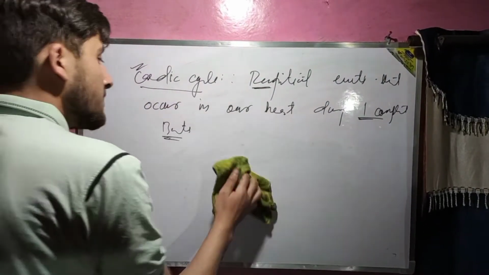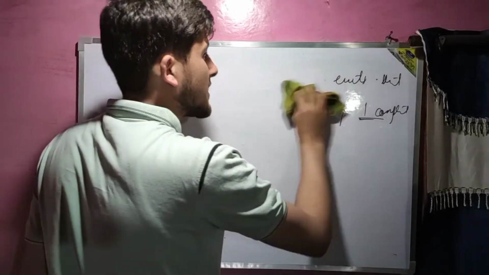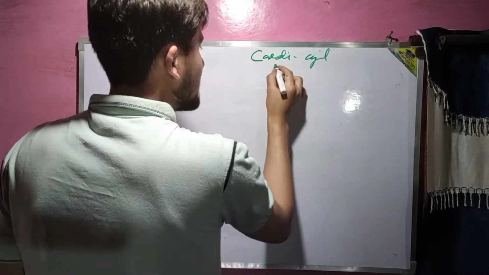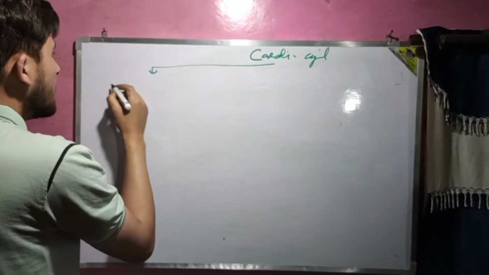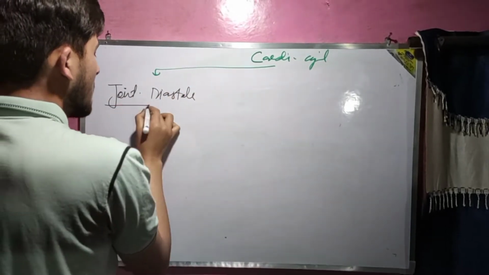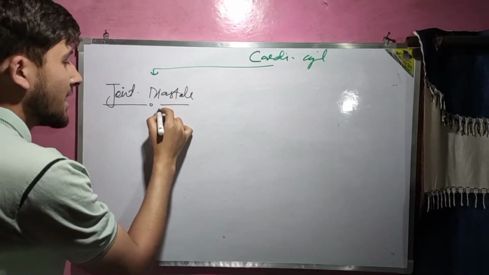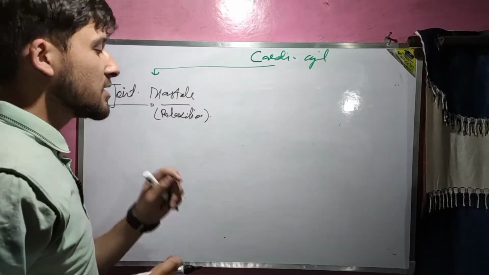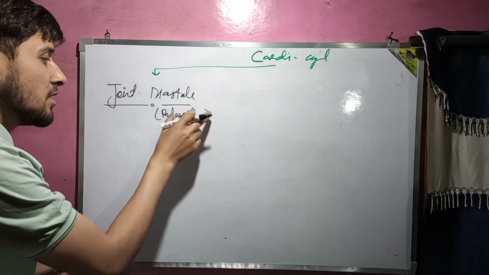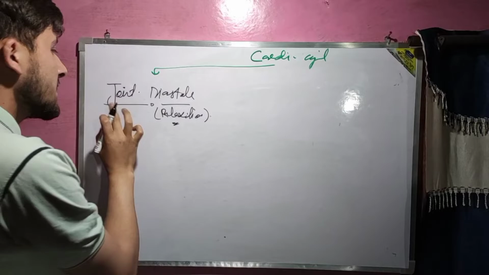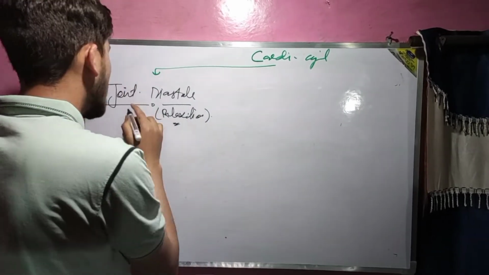Now we will divide this cardiac cycle into many phases. The first phase of the cardiac cycle is the joint diastole. Here the term diastole means relaxation. Whenever you hear the word diastole, it means relaxation, and repolarization also means relaxation. The first phase of the heart is called the joint diastole.